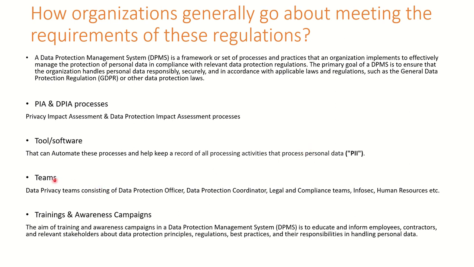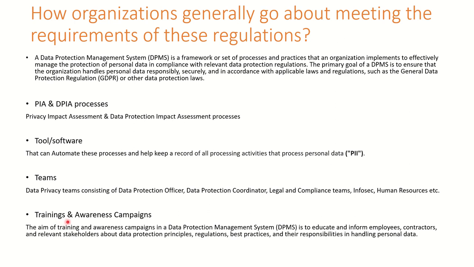Then there will have to be certain teams involved in running the data protection management system effectively. Specifically, the organization would need a data privacy team consisting of a data protection officer and several data protection coordinators. And then there will be legal and compliance teams, infosec, human resource teams, and enterprise architecture teams that an organization will have within its framework for assisting the data privacy team.